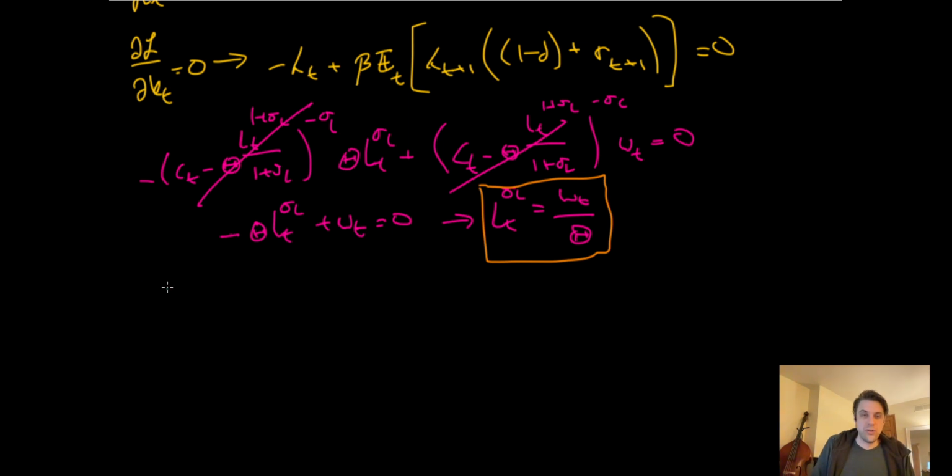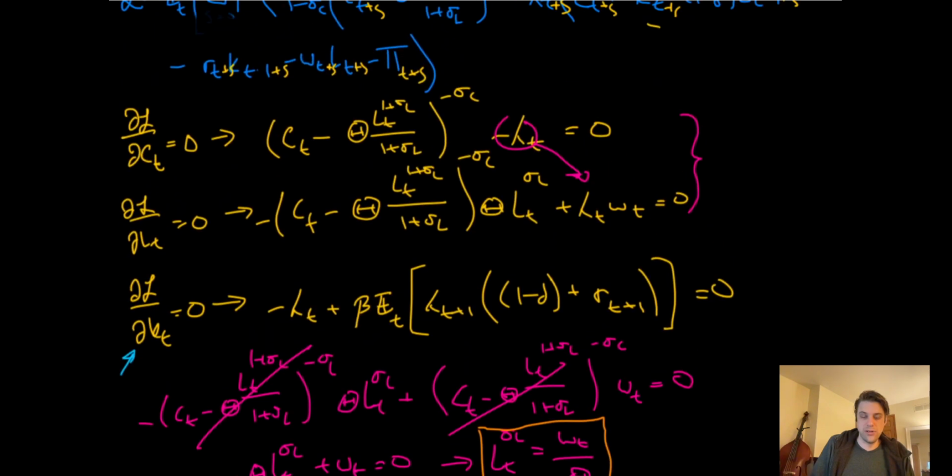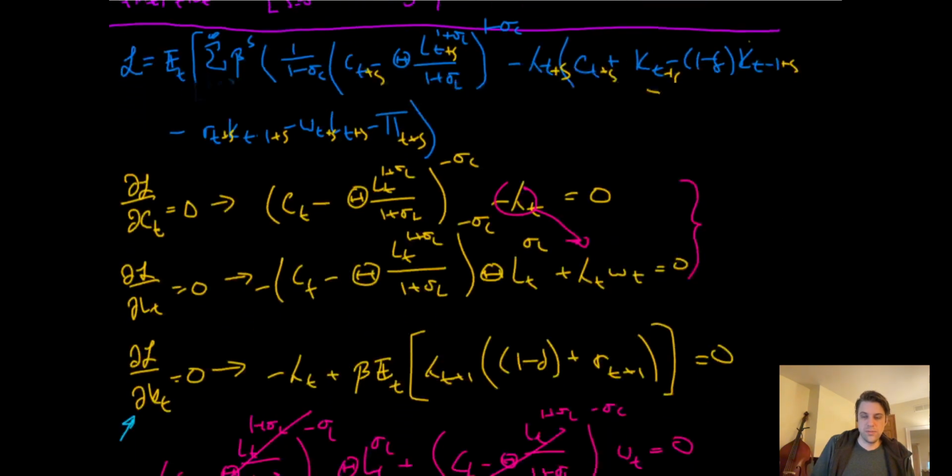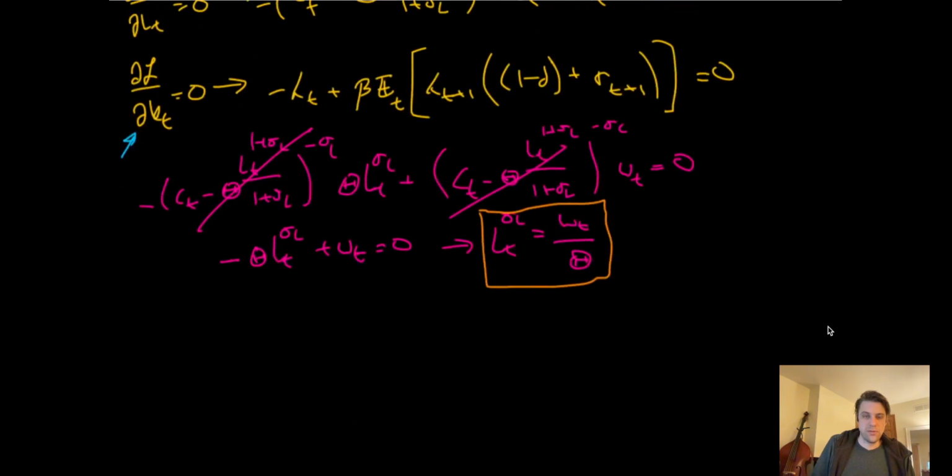So the last thing we have to do is just to get the Euler equation. So please pause and do that. You're going to use this, and you're going to use this, use this, and then substitute in this, right? Use the definition of λ_t and solve for the Euler equation.